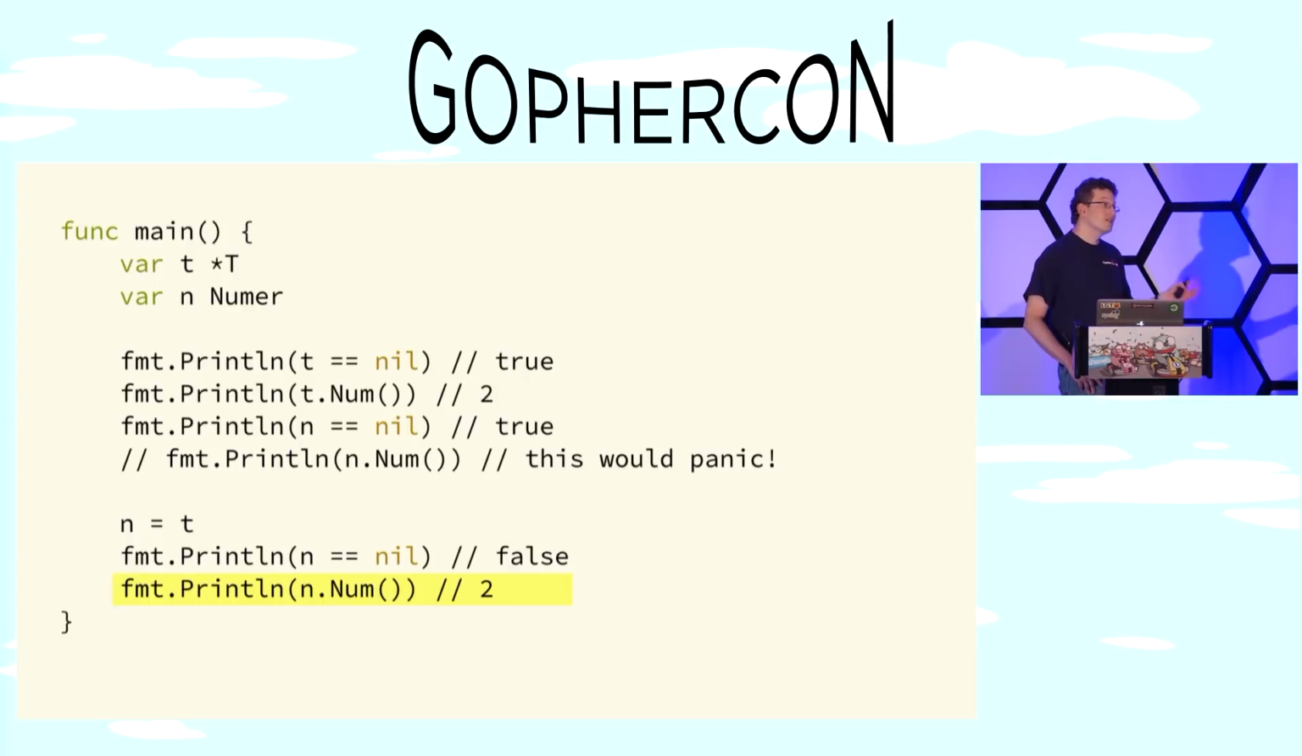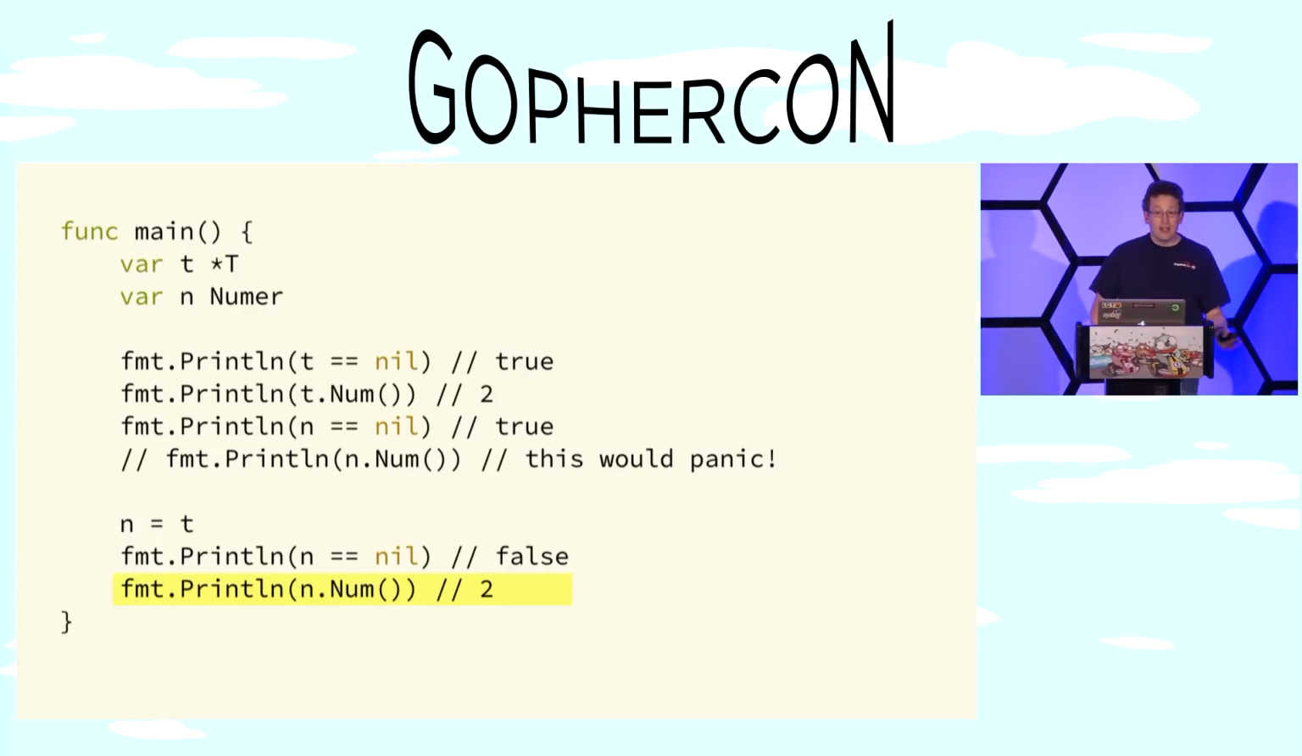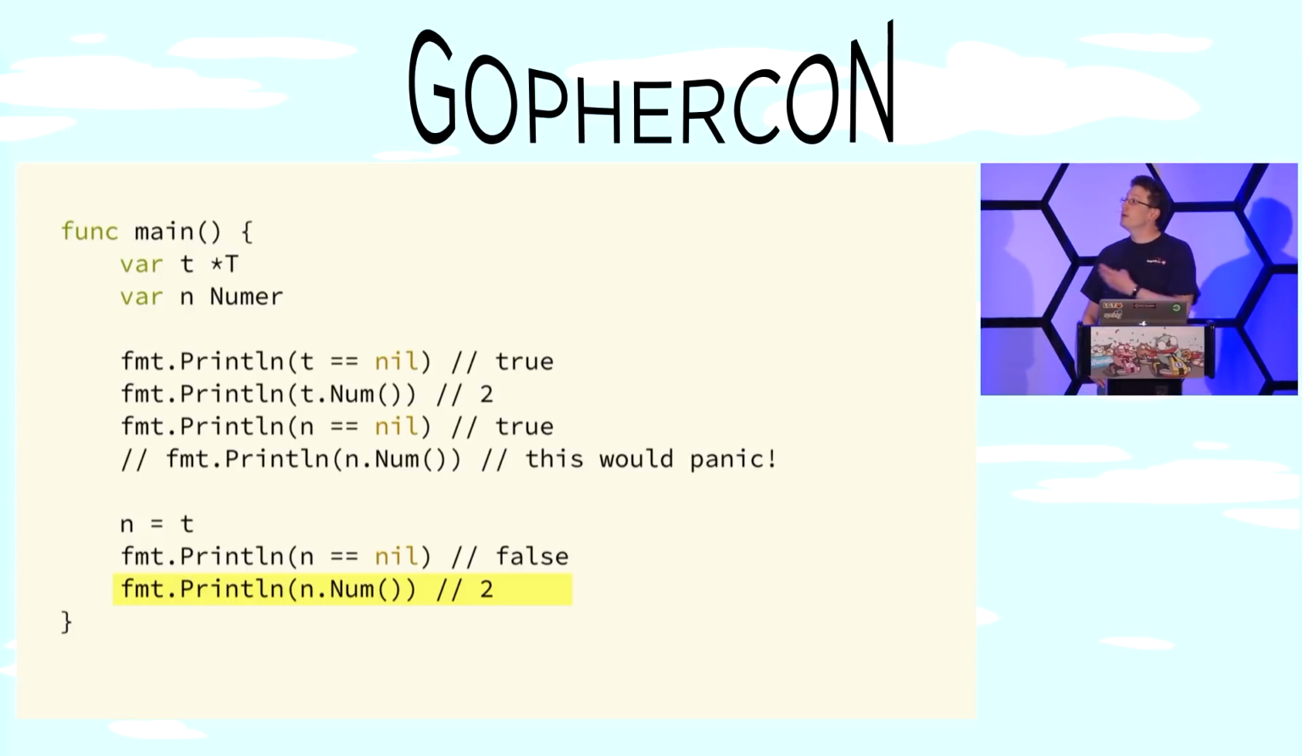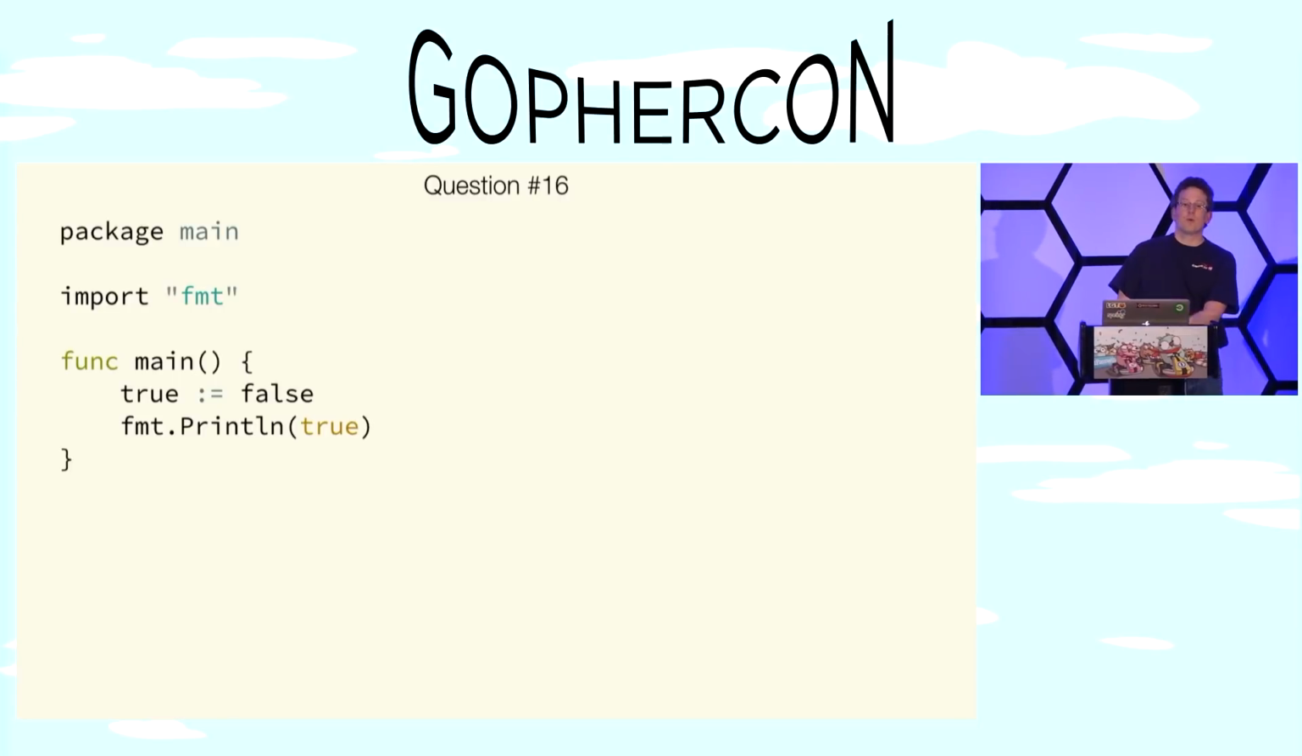So I don't really much like the current interface nil behavior, to be honest. I can't quite come up with a better solution that fits in with other Go features. So all we can really do is just be aware of this and be careful. So on to our last what.